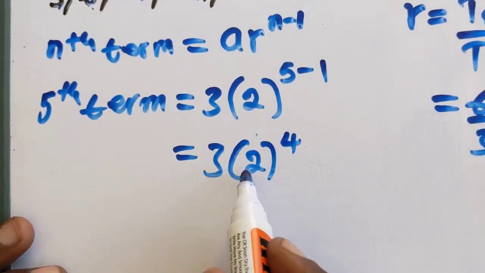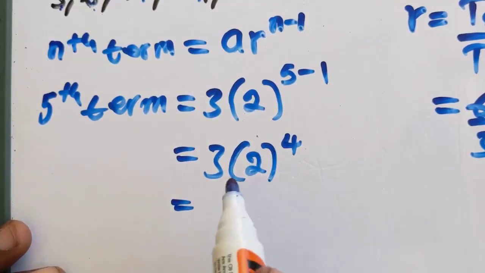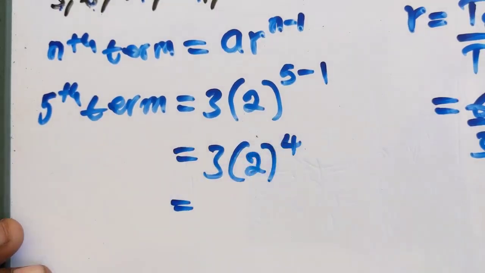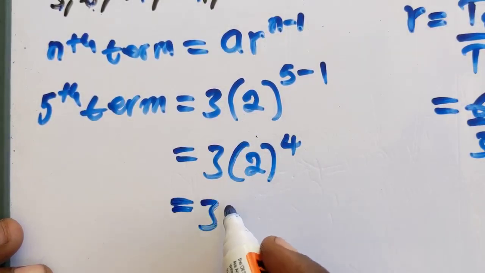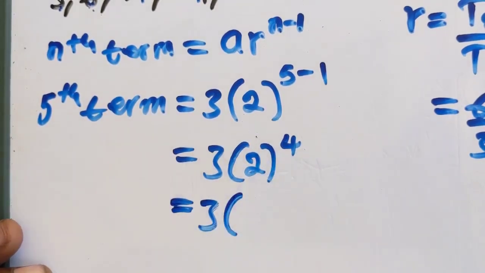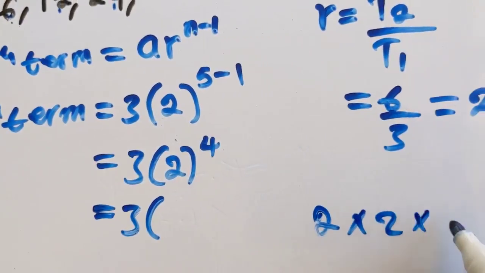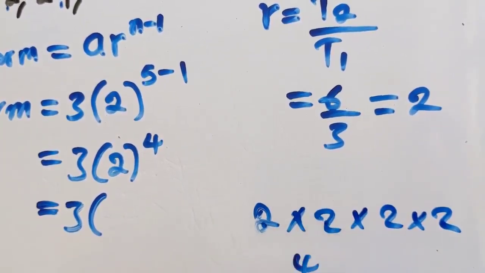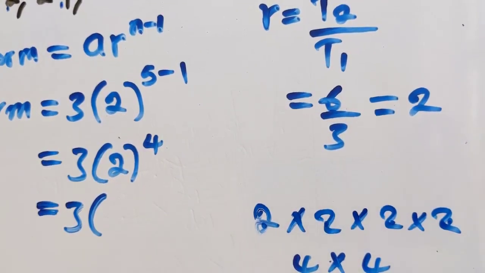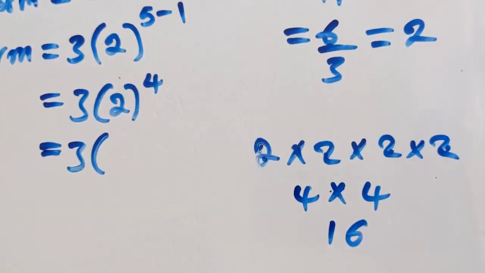You can't multiply from here if you are not done with the power 4 there. So you need to do it from there. What is 2 to the power 4? It's just written as 2 times 2 times 2 times 2. So 2 times 2 is 4. Then 2 times 2 again is 4. So that is 16. So 2 to the power 4 is actually 16.